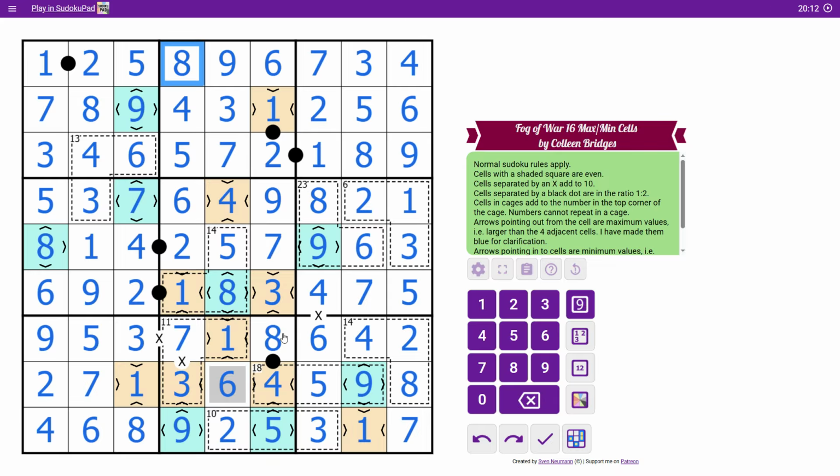Looks quite fun actually. I quite enjoyed doing those maximum minimum ones for something different.